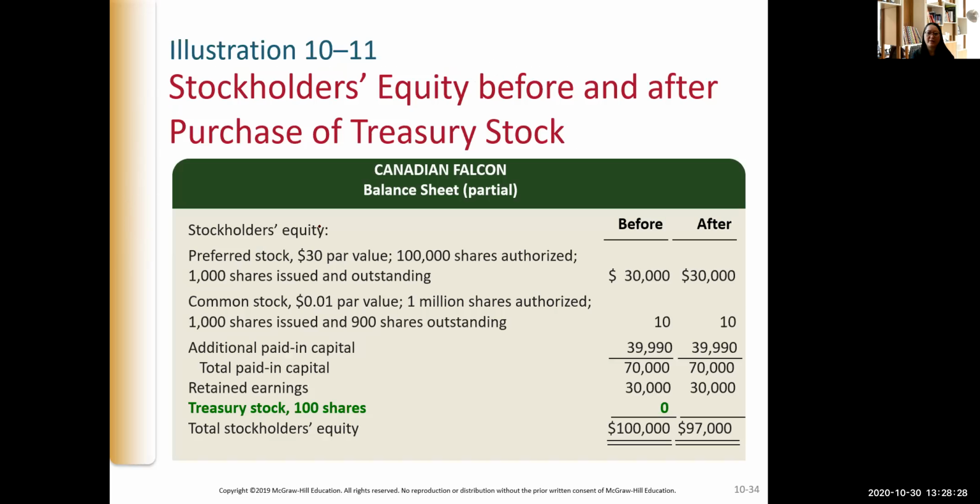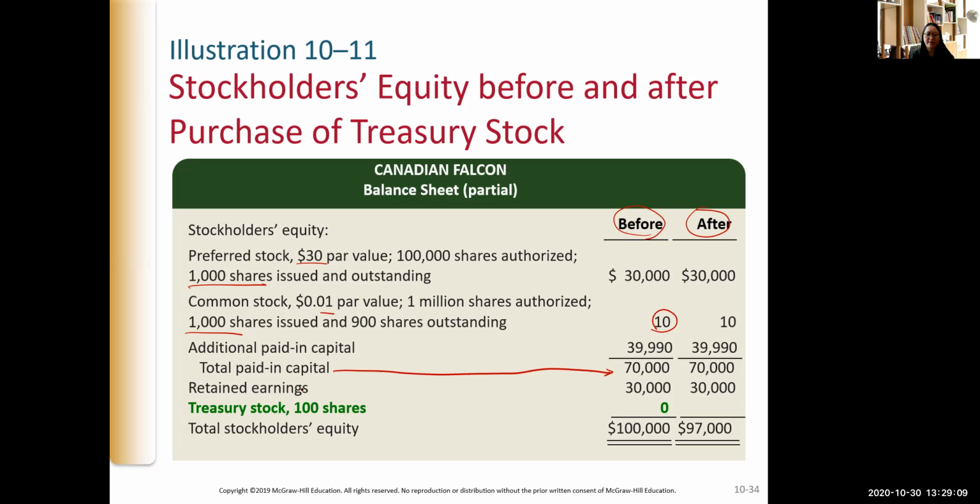Okay, so let's look at the presentation. Stockholder equity before you buy back some stocks and after you buy back some stocks. Before, you had 100 shares authorized and 1,000 shares of preferred stock at $30 par, so $30,000, and 1,000 shares of common stock at $1 par, so your common stock is $10, and your additional paid-in capital is $39,990. Hence, your total paid-in capital is going to be all of this added up, 70,000.